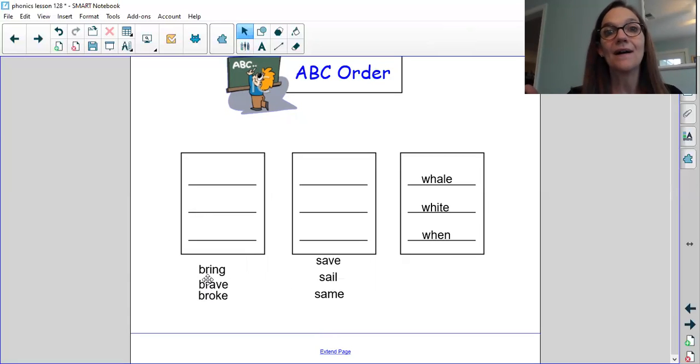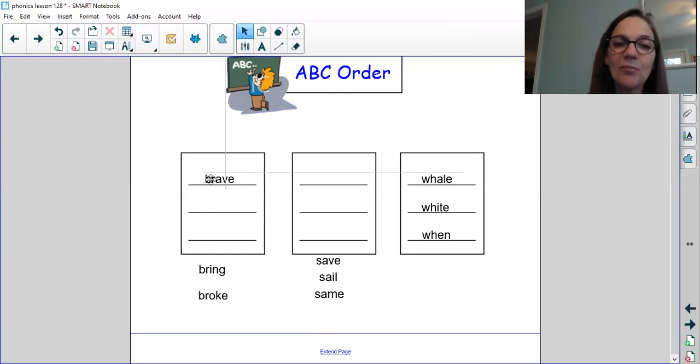So now what do I do? I have to look at the next letter. So let's look at the I, the A, and the O. Which one of those is going to come first in ABC order? Of course, the A comes first, and so we put brave first.